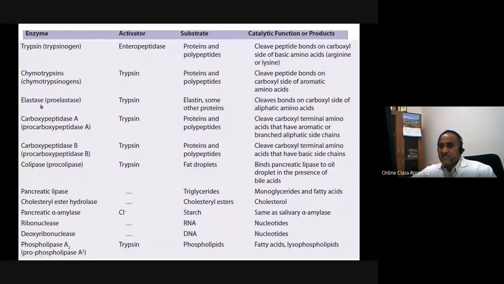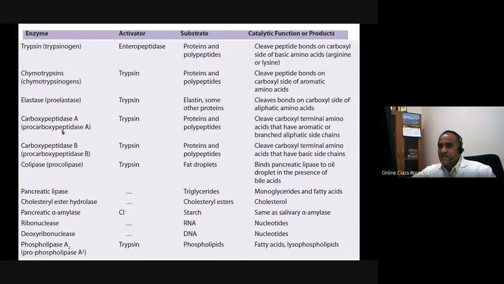Then elastase, it is a pro-elastase. It is also activated by trypsin. It acts on elastin, the elastin molecule, and some other proteins. It cleaves the bonds on the carboxyl side of the aliphatic amino acids. So if you are looking here, aromatic, and this is aliphatic amino acid.